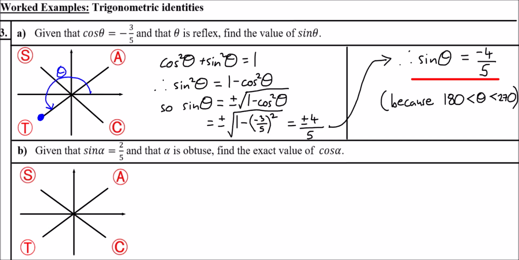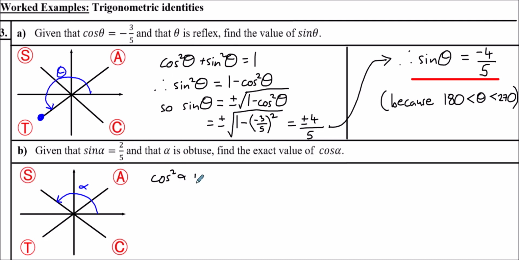Because alpha is obtuse in this case, it's going to be in this S quadrant here. That's 90 degrees. It is between 90 and 180. So this is alpha, and we're wanting to find the value of cos alpha. Again, though, we need to use this trigonometric identity to help us.